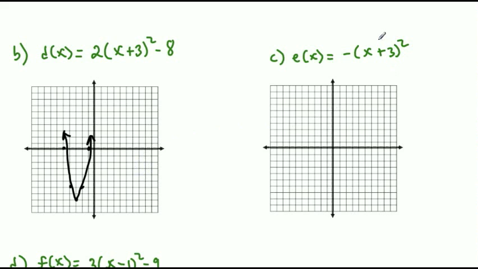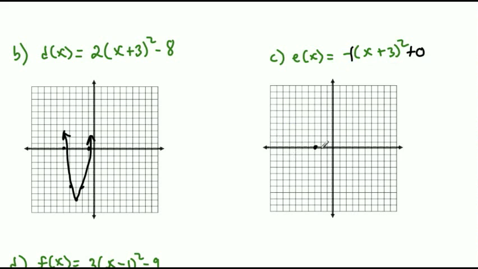Come over here now. Let's start with our horizontal shift. So I'm going to go to the left 3, 1, 2, 3, and then up or down nothing, because you can think of this as plus 0. So my horizontal shift is left 3, and then up or down 0. Now since this is a negative 1, that means that it's going to open down.